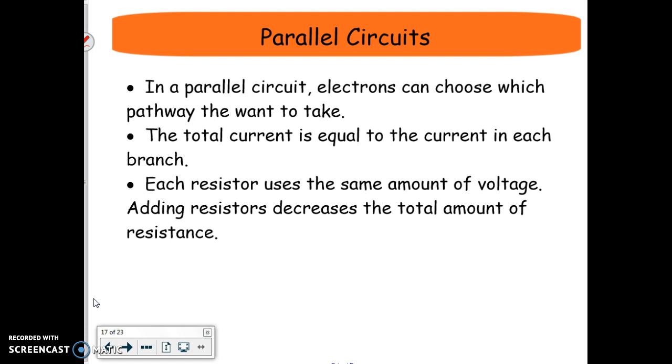In a series circuit, you had to go from one resistor to the next one. Here, depending on how you lay it out, you can choose. Do you want to go through one resistor or another resistor? In this case, the total current is equal to the current in each particular branch.